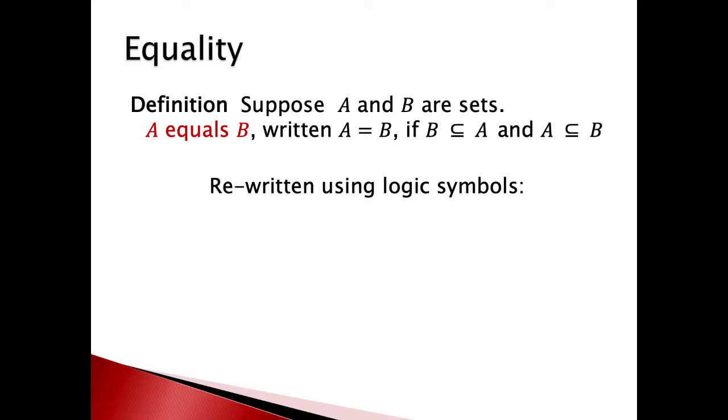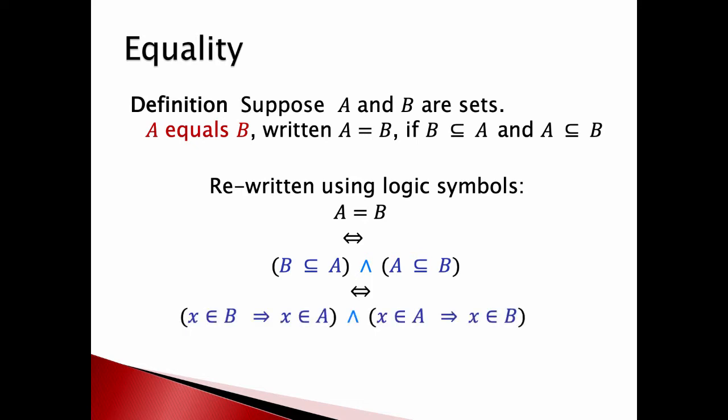If we write this with logic symbols, then I would say A equals B if and only if B is a subset of A, and with our friend the wedge there for conjunction, not conjugation, conjunction, and A is a subset of B. Of course, what does that really mean? How do I show that something's a subset of something else? Well, what that really means is if x is contained in B, that implies x is contained in A.